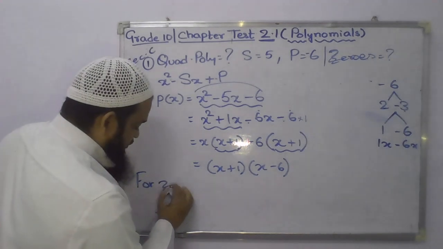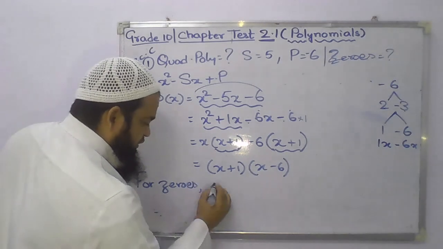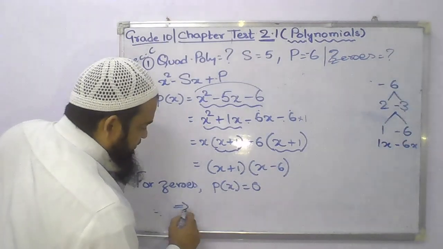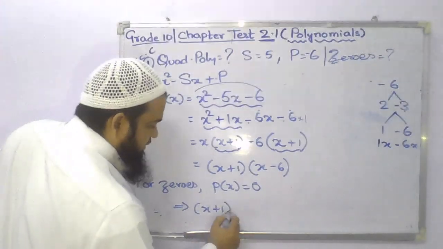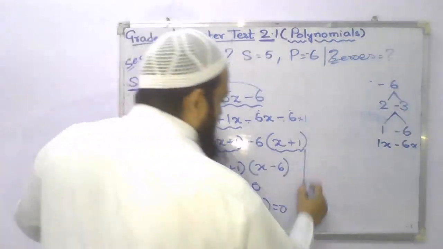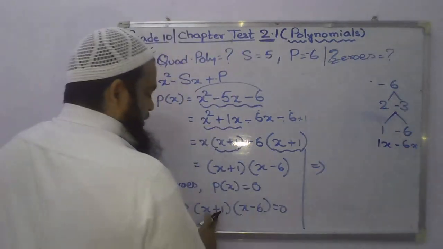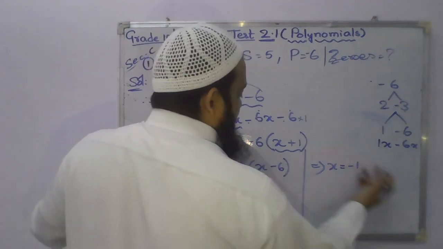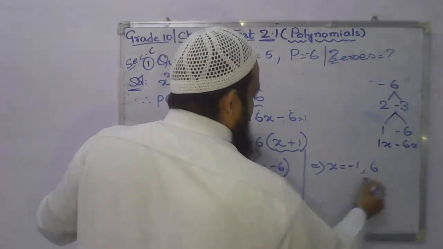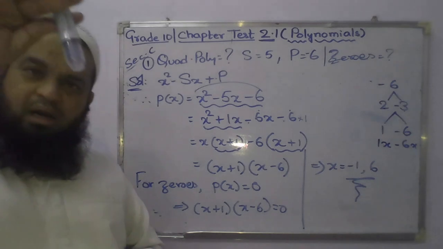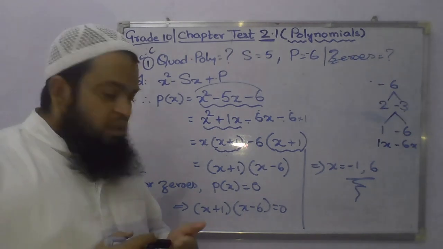For zeros, what are we supposed to do? Equate p(x) to 0. That implies (x + 1)(x - 6) = 0. So that implies x + 1 = 0, x = -1, and x - 6 = 0 means x = +6. So these are the zeros. Alpha is equal to -1 and beta is equal to 6.